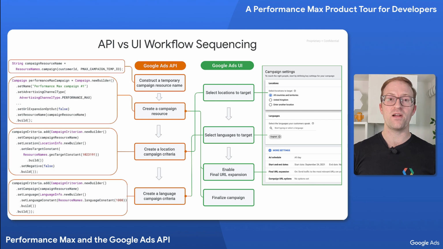Luckily, you can use temporary identifiers to indicate a campaign that is not yet created, especially if you are creating the campaign as part of a batch operation. The main thing I want you to take away is that when using the Ads UI as a reference, you may be aware that the sequencing is not the same as the order in which they are executed in the API. Hopefully this diagram will help you understand where the order is different.